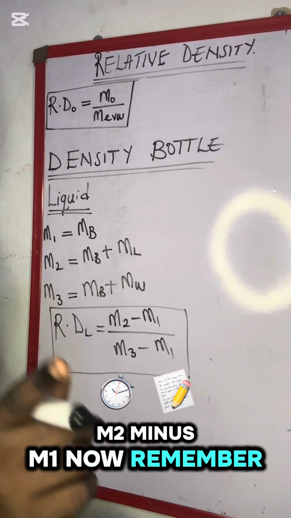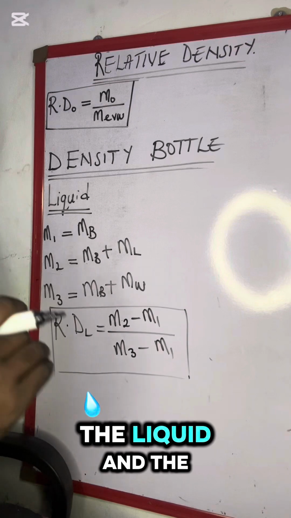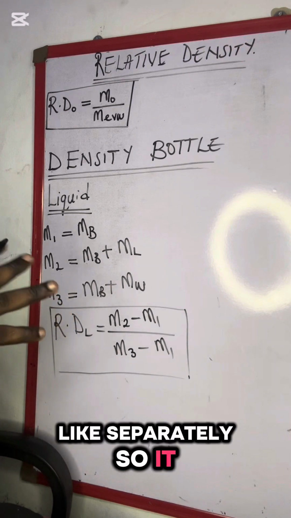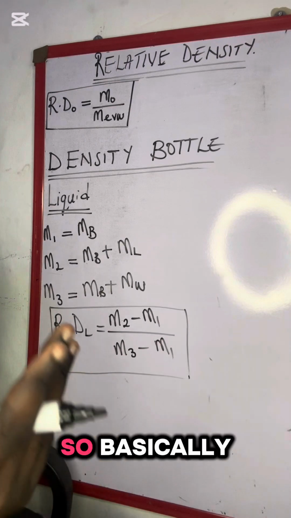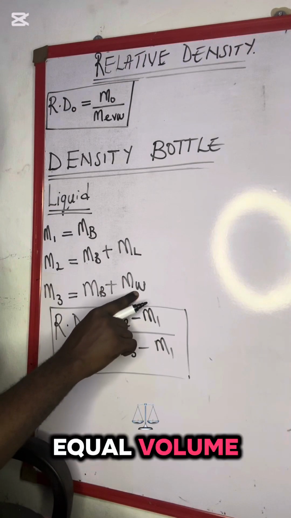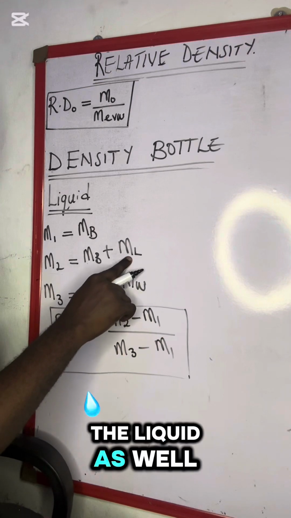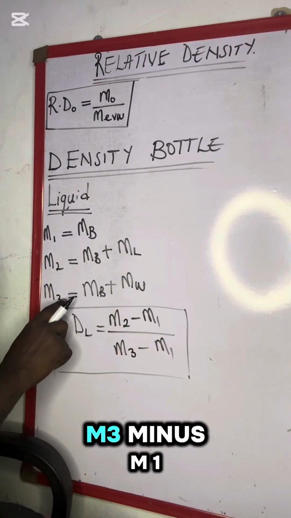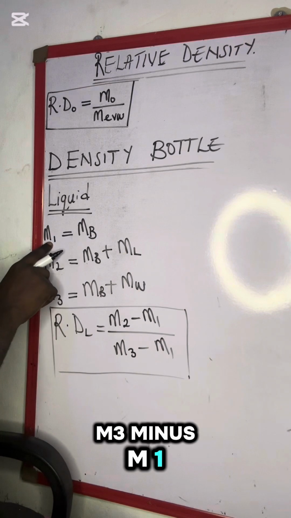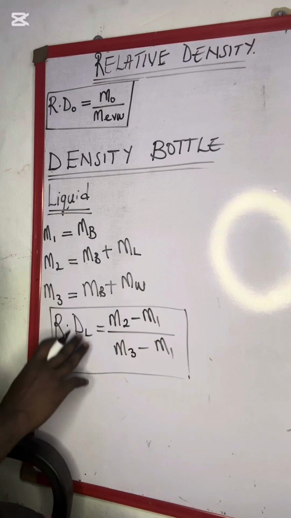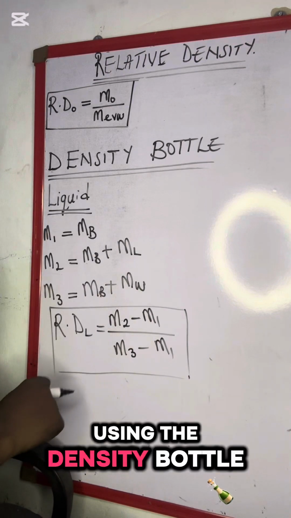Now remember, we made sure that the liquid and the water filled the bottle separately, so it means they have equal volumes. So basically, the mass of the water we'll have here has equal volume to the mass of the liquid as well. So to get the mass of an equal volume of water, we're going to be doing M3 minus M1. So this gives us the formula to find the relative density of a liquid using the density bottle.